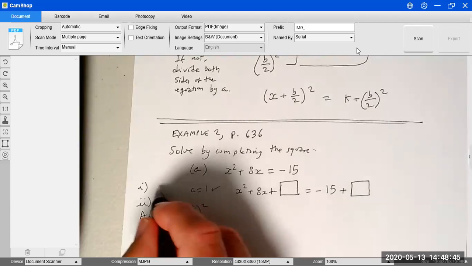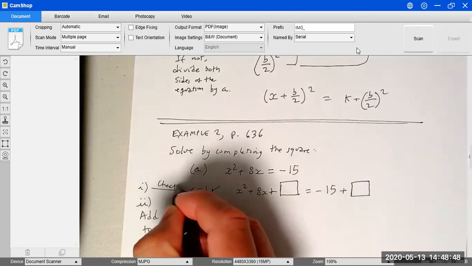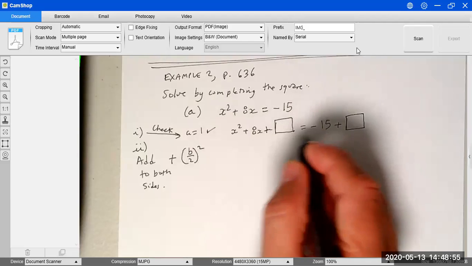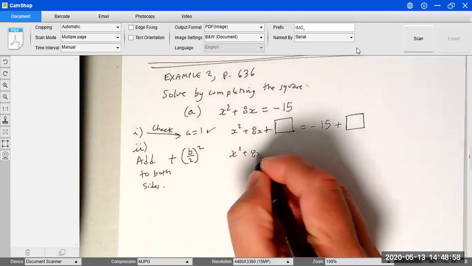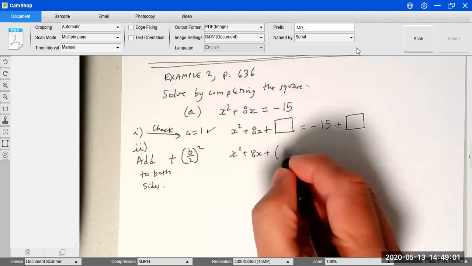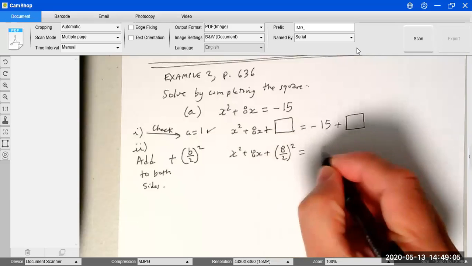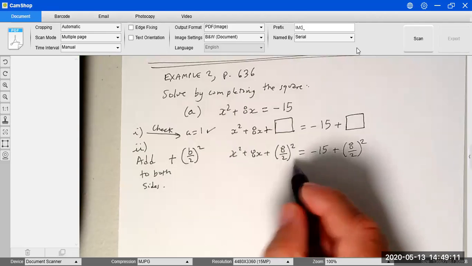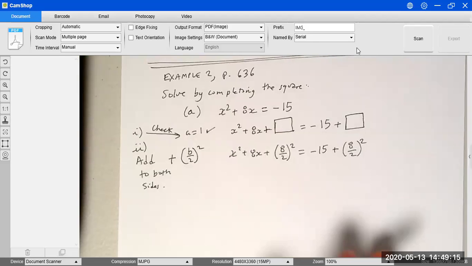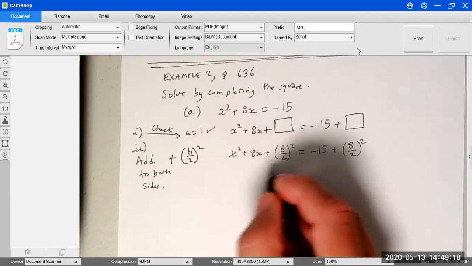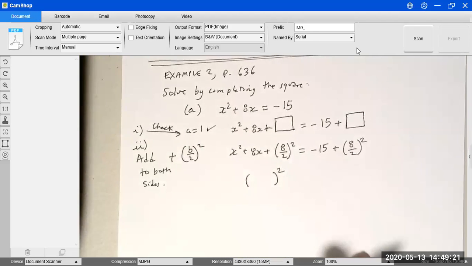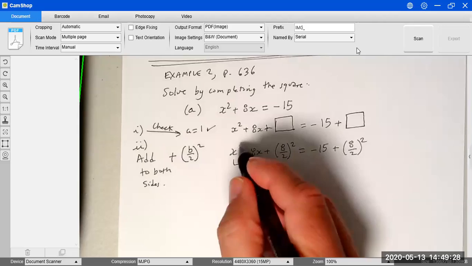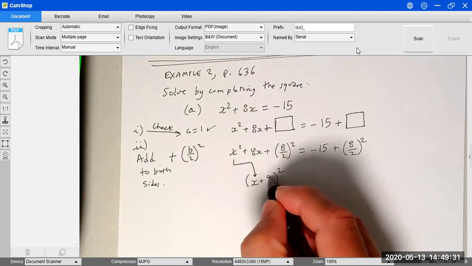The first part was just checking that a equals 1, the leading coefficient. So let's add b over 2 squared on both sides of the equation. So I'm going to have x squared plus 8x plus 8 over 2 squared equals negative 15 plus 8 over 2 squared. So I'm adding the same quantity on both sides of the equation. Now, I don't need to do any operations here. I just need to write the perfect square. So this is going to be the x here, and you write 8 over 2.